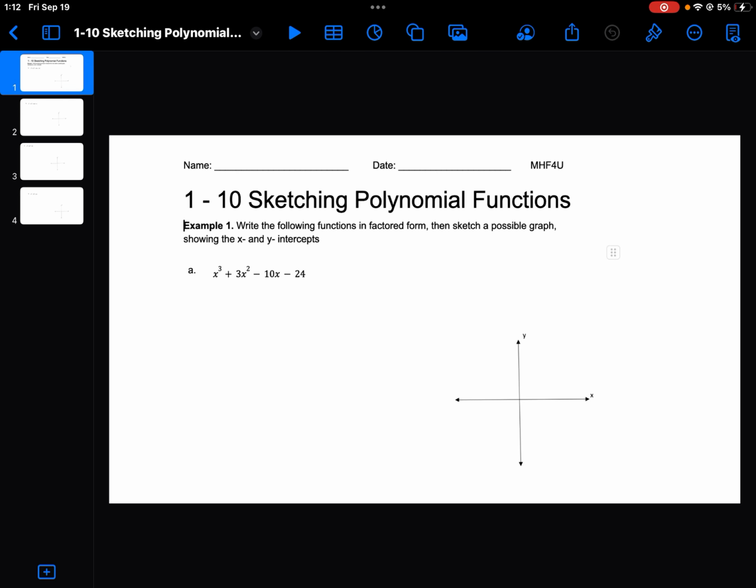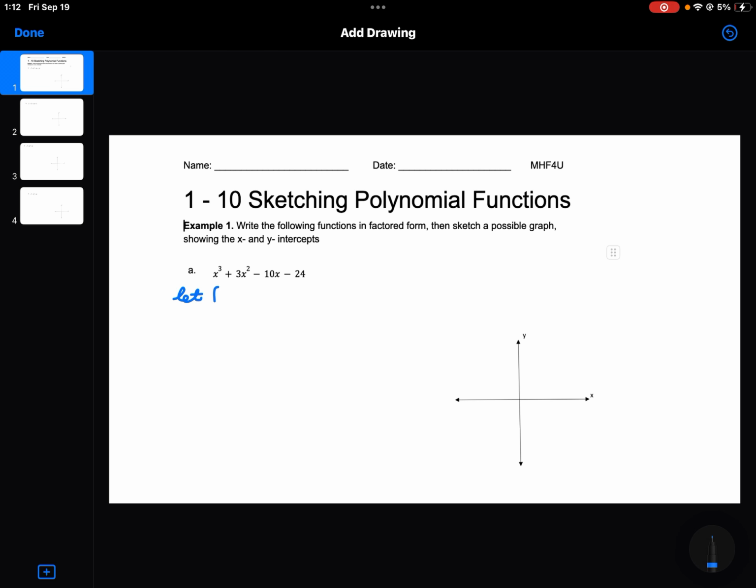This video goes over sketching polynomials when they are not in factored form. So the first thing that we need to do is to factor to find the x-intercepts. Before we do that, we're going to label a couple other things that we know right away from our function. So let's give it an actual value. We'll say f(x) is equal to x cubed plus 3x squared minus 10x minus 24.